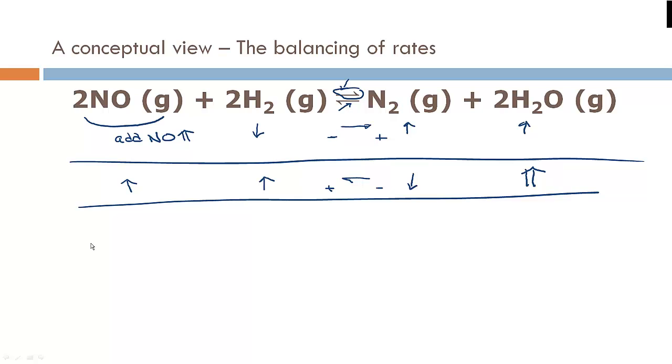Let's do another example. I've talked about increases, but let's talk about decreases. So let's say I decrease the concentration of H2. So that means this is going down.